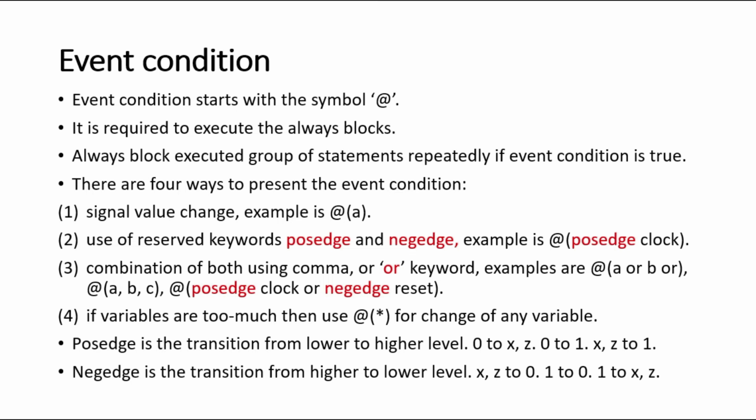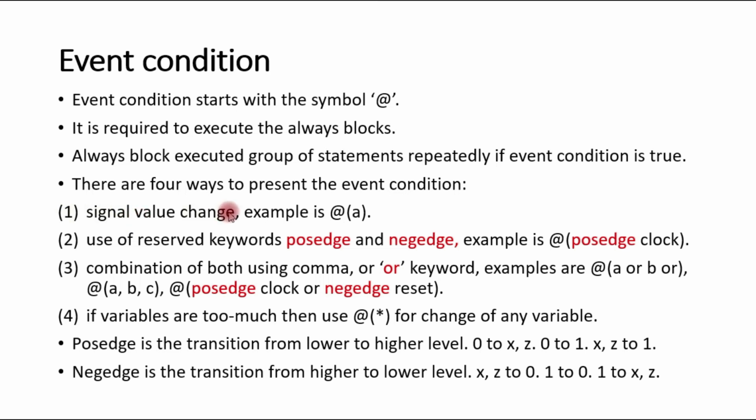Event condition. Event condition is an important description in procedural block always. Sequential statements in always block will be executed if they meet the event condition defined at the start with the always block. Event condition starts with symbol at the rate. There are four ways to present the event condition. And the first way is the signal value change.